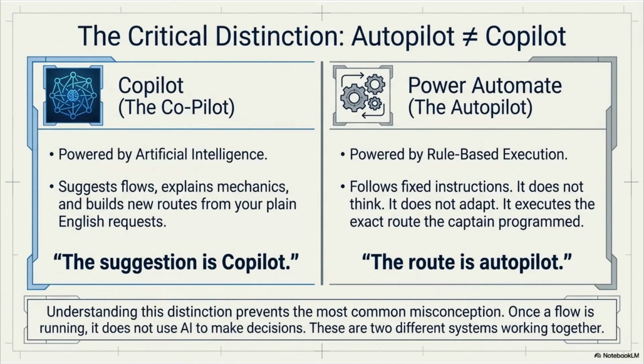Now here's the most important distinction in this whole series, and it's the one people get wrong. Copilot and the autopilot are not the same thing. Copilot is powered by artificial intelligence. It suggests the flow, explains how it works, and builds it from your plain English request. But Power Automate itself is rule-based. Once that flow is running, it does not think, and it does not adapt. It just executes the exact route the captain programmed. So remember it this way. The suggestion is Copilot. The route is Autopilot. 2 different systems working together.